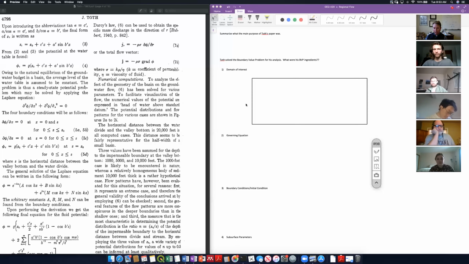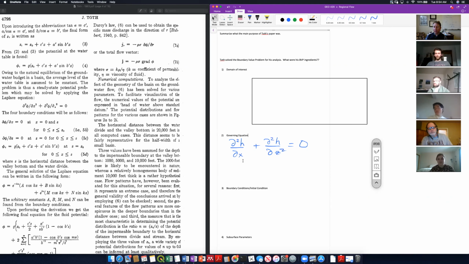So he solved this governing equation. I'm going to use our nomenclature: d squared h dx squared, and he does use z, plus d squared h dz squared equals 0. All right, so just from this equation, you should be able to look at this and tell me some things about his groundwater flow system. So what can we tell from this governing equation about his groundwater flow system?